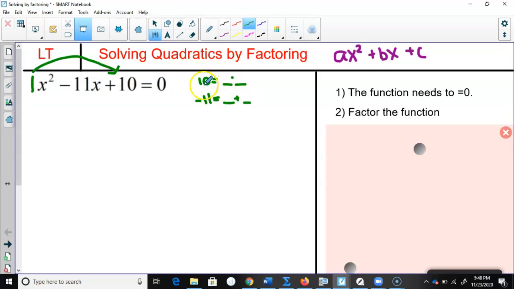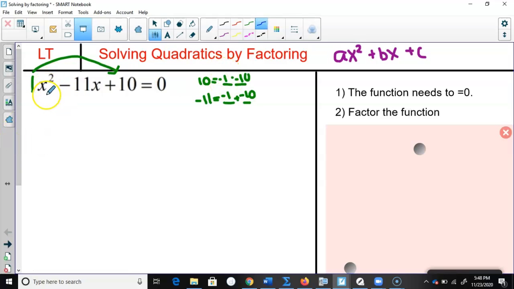Well, my factor pairs of 10 are 1 and 10 or 2 and 5. And that is going to be 1 and 10. And now we want to make them both negative because two negatives together will give us a positive, and a negative 1 plus a negative 10 gives us negative 11.